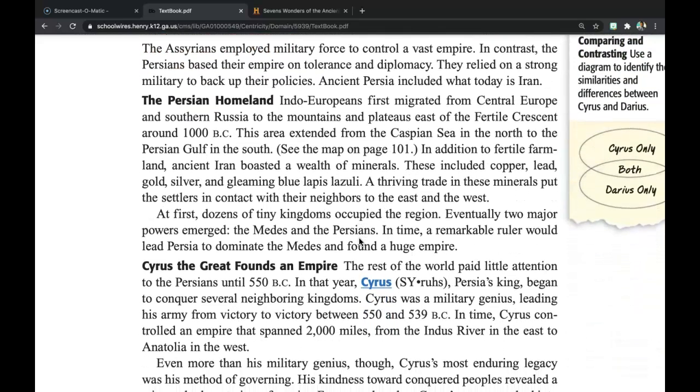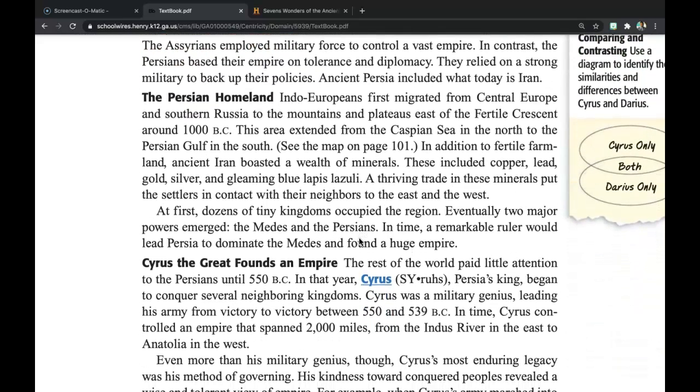The rise of Persia. The Assyrians employed military force to control a vast empire. In contrast, the Persians based their empire on tolerance and diplomacy. They relied on a strong military to back up their policies. Ancient Persia included what is today modern-day Iran.